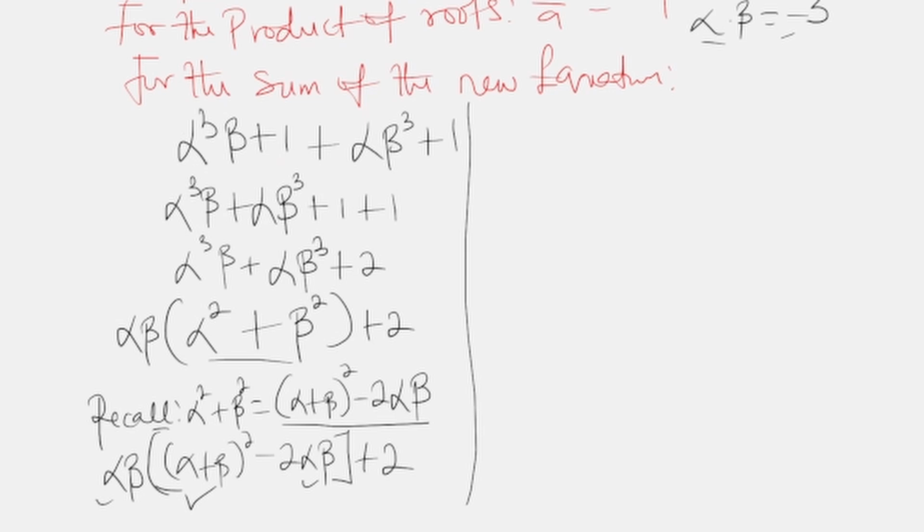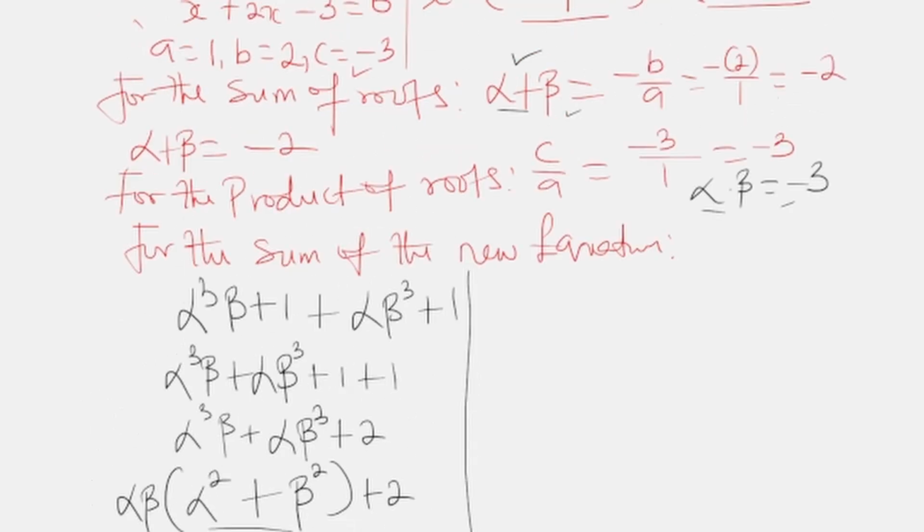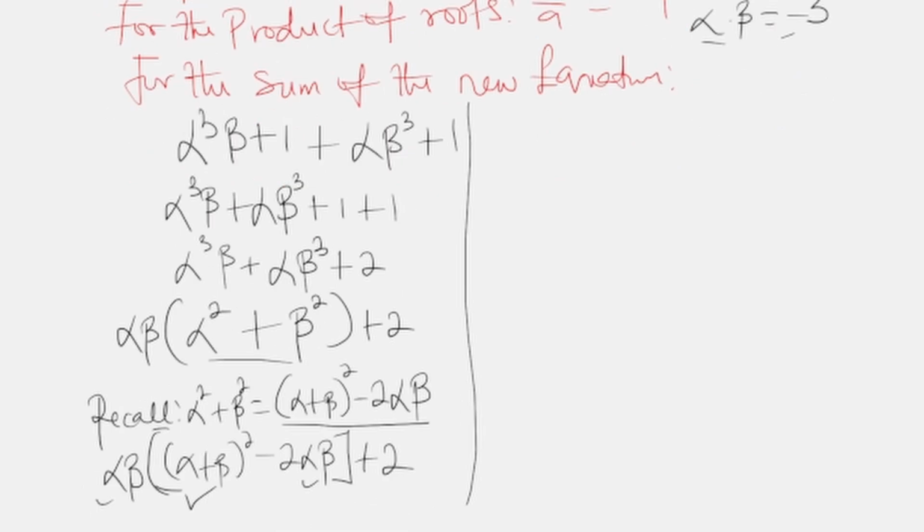So our sum, we have it as -2, and our product is -3, right? So I'm going to put a -3 here. You've seen that our alpha times beta is -3. So wherever I see alpha beta or alpha times beta, I'll put a -3. Here we have -3, open bracket. Our sum is -2. This now becomes -2 all squared minus 2, and here we have our product again, which is -3. And then outside we have a plus 2, right?